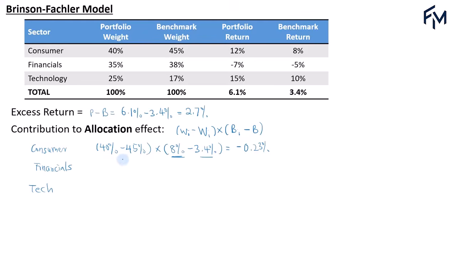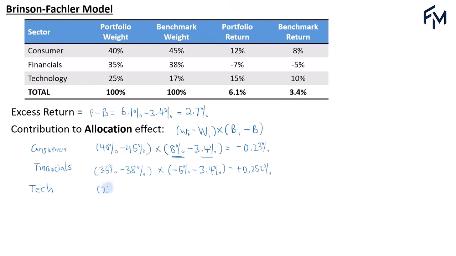Then for financials, that would be 35% minus 38%, also underweighting. And then the return in the benchmark for financials is negative 5% against 3.4%. So this would be positive 0.252%. So the manager made a right decision to underweight a sector that is underperforming in the benchmark.